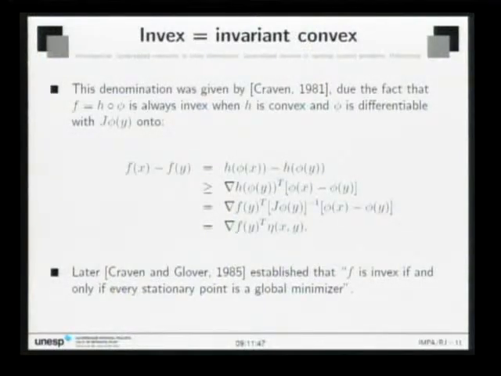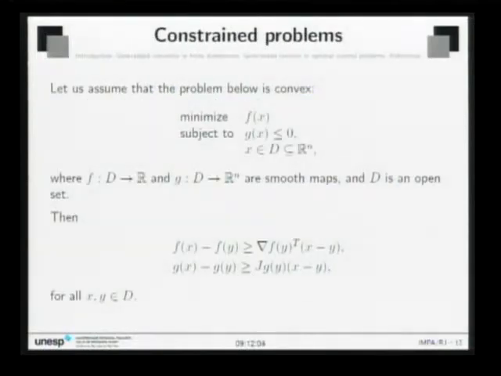Later then, in 85, Craven and Glover provided this result which says that f is invex if and only if every stationary point is a global minimizer, for only a function. Now we go to the mathematical programming problem with the constraints here, g of x less or equal to 0. If these functions are convex, both of them obey this type of inequality here. Here is the Jacobian of g, because g is vector valued here.